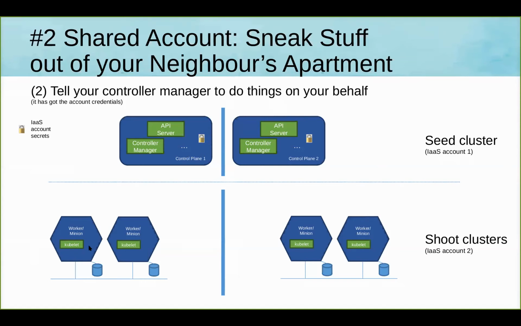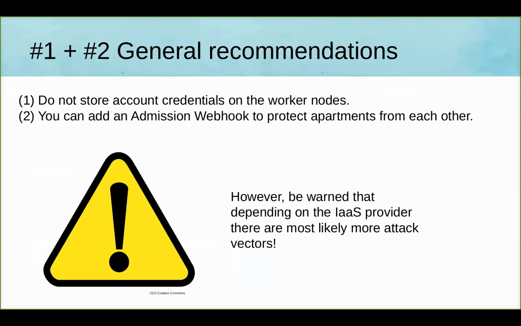So it means the worker node talks to the API server, the API server talks to the cloud provider API, and the credential will be used to mount the volumes on the worker node. This can still be exploited maliciously if the worker node maliciously asks the API server to mount a volume that belongs to someone else. So there are some recommendations to protect against this issue.